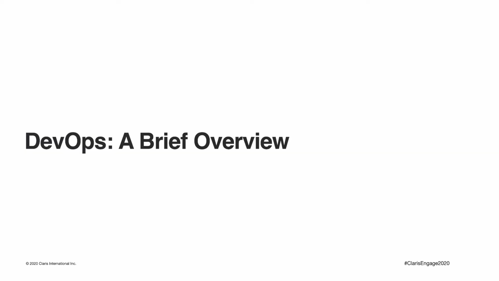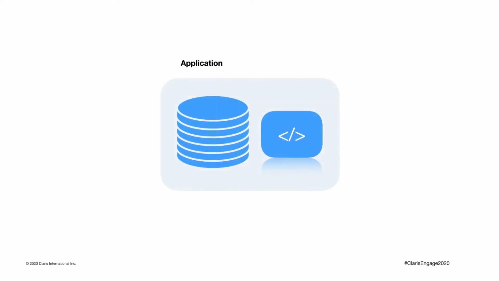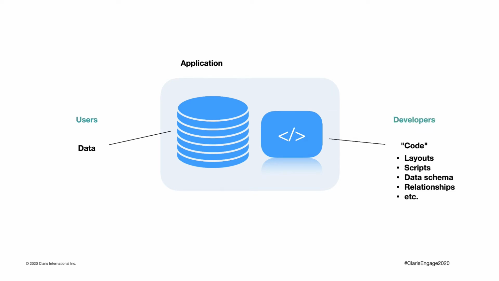We'll start with a brief overview of DevOps. Think of an application as consisting of two parts. On the one side, we have data. Data is in the realm of the user. It is created and modified by users. And on the other side, we have code. Code is all the stuff that developers create, like layouts, scripts, data schema, and so on. And the application itself runs in a certain environment, which we'll call the production environment.